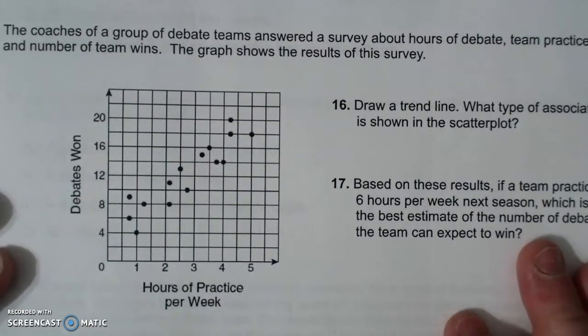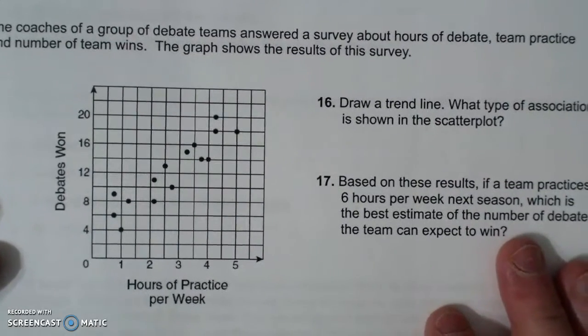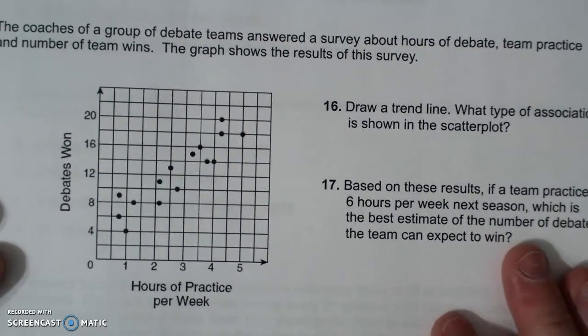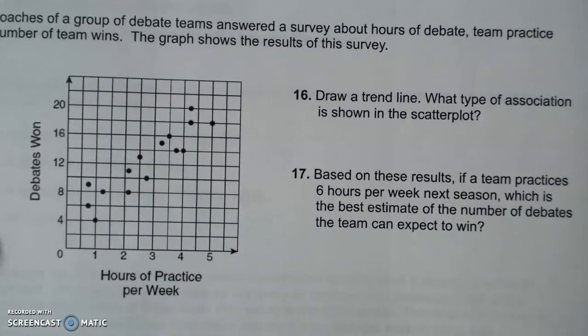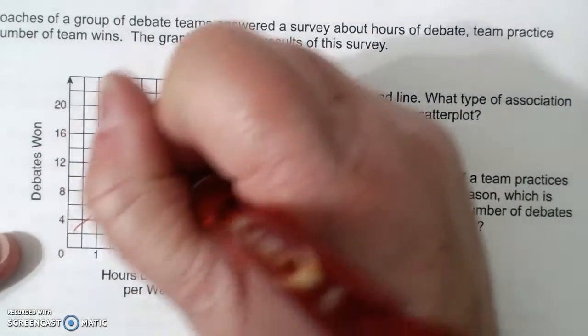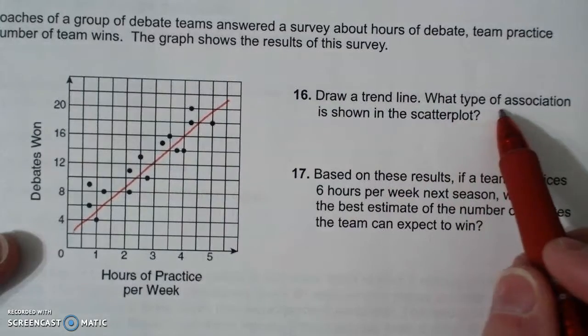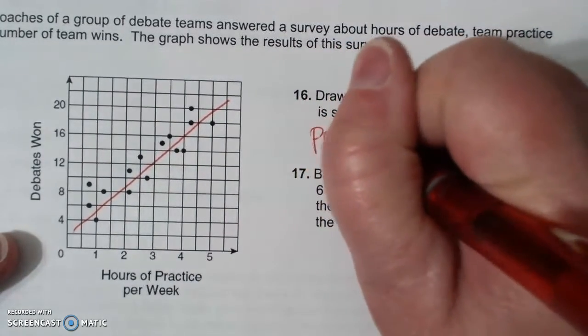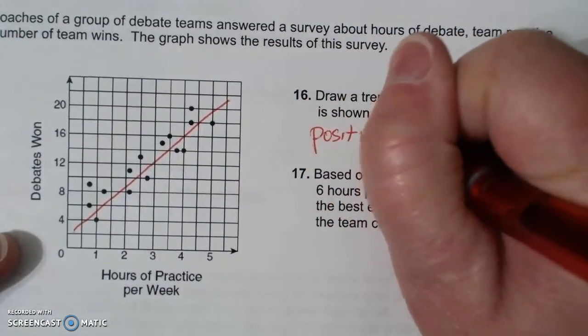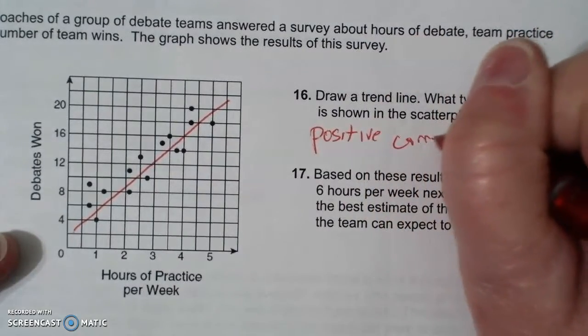Coaches of group debate teams answered surveys about hours of debate team practice and number of team wins. The graph shows the results. Draw a trend line. What type of association is shown in the scatter plot? Positive correlation.